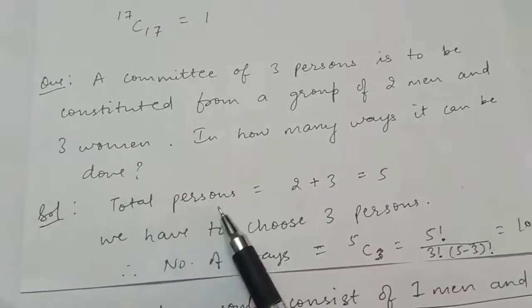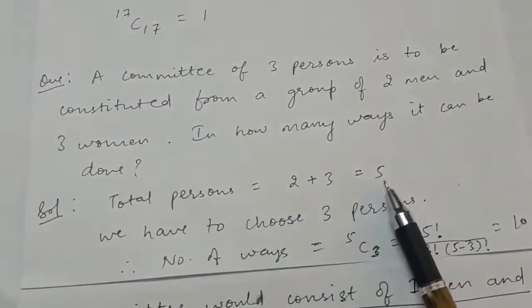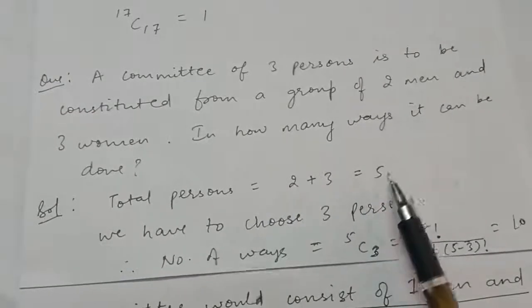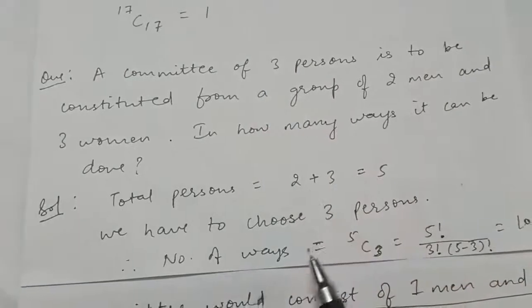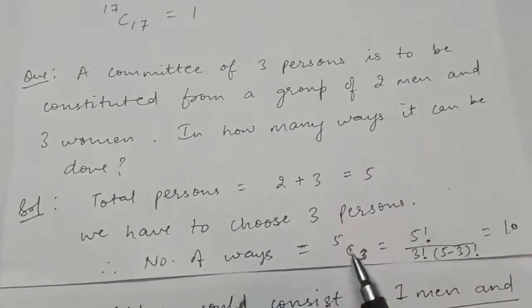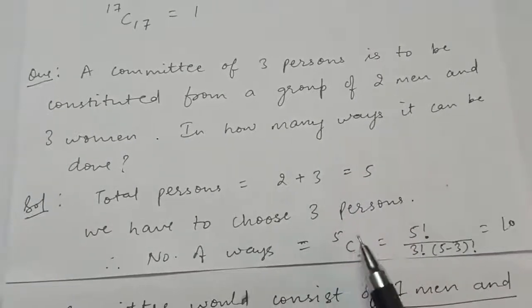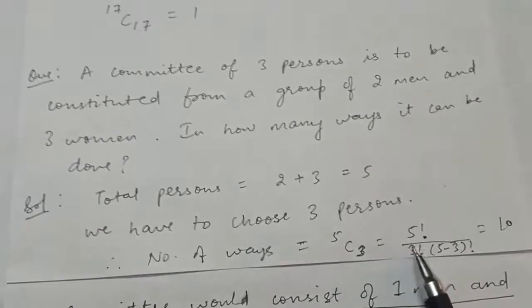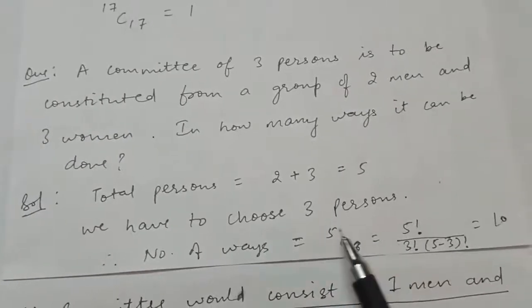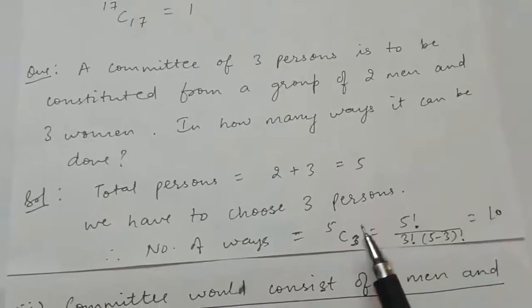So see, total persons there are 2 men and 3 women, there are 5 in total, right? And for the committee we want 3 persons, that is, the number of ways in which 3 persons can be selected out of 5 persons is 5C3, and 5C3 will be 5 factorial upon 3 factorial into (5 minus 3), 2 factorial, and the answer will be 10, right?